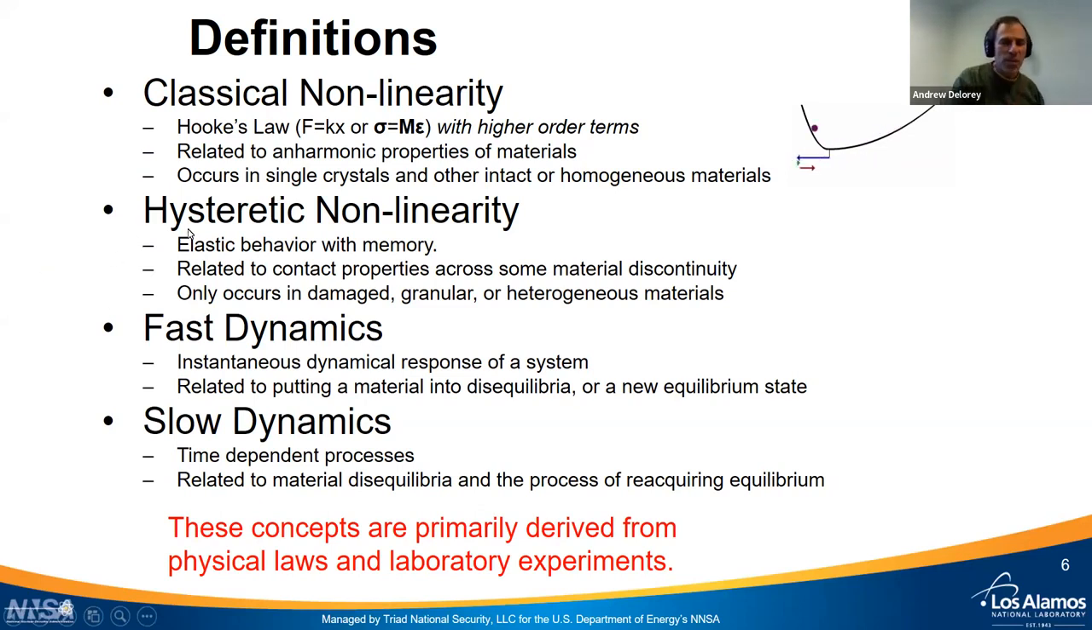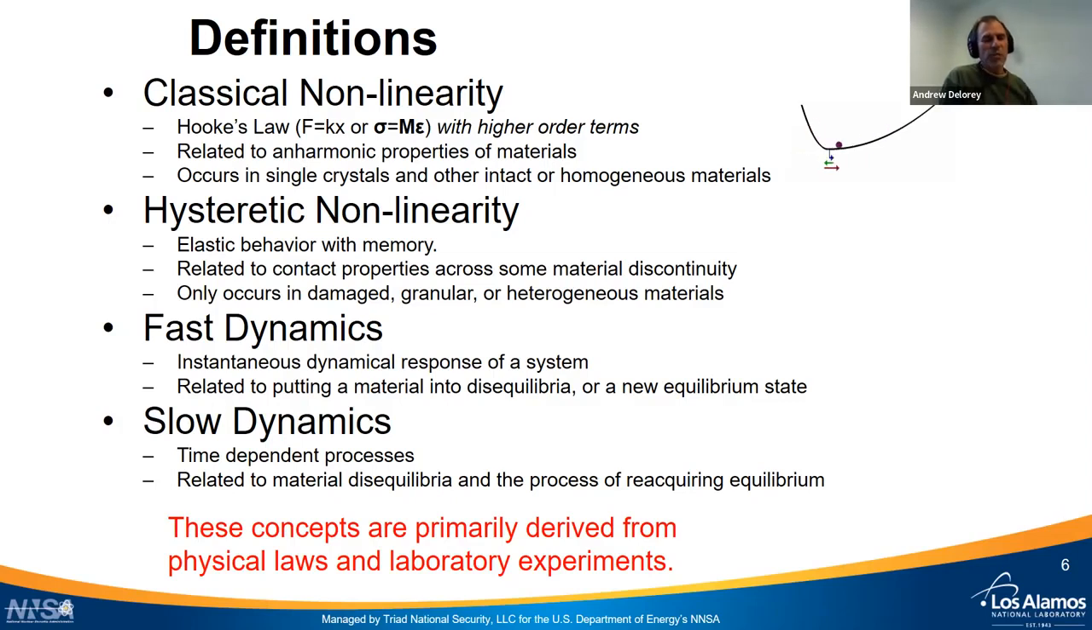And then we have hysteretic nonlinearity, which is elastic behavior with memory. It's usually related to the contact properties across some material discontinuity, like a grain boundary or a fracture or a fault, really at any kind of a scale. And so it occurs in damaged, granular, or heterogeneous materials.